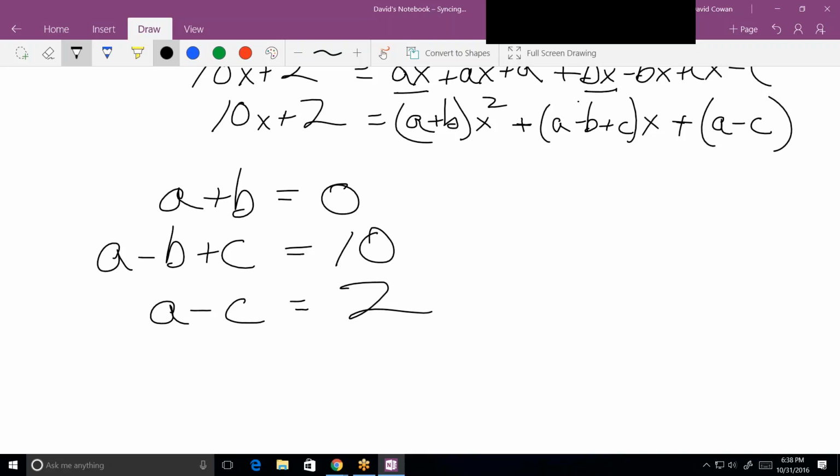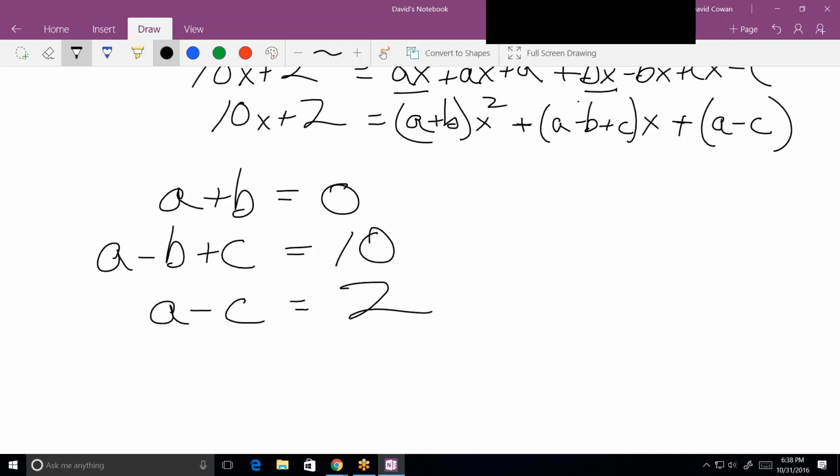Okay, so a is equal to 2 plus c. That's one way to go. I can certainly do that, and then I can substitute that wherever I see a. That's going to get rid of all the a's, and then I'm going to have 2 equations and 2 unknowns. So should we do substitution or should we do elimination?